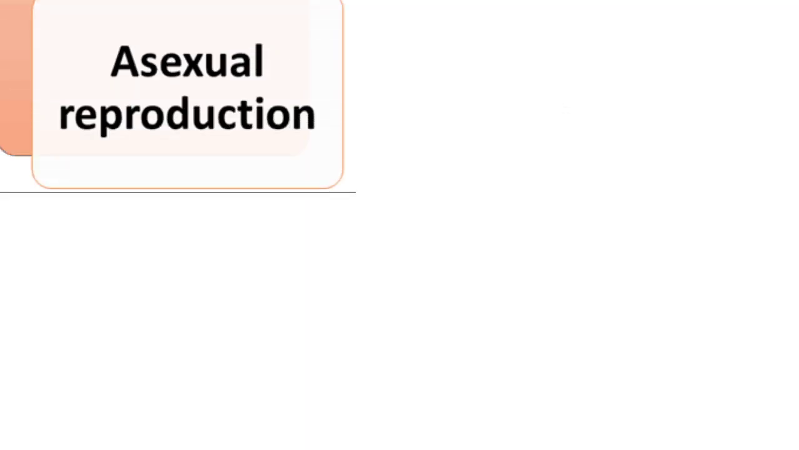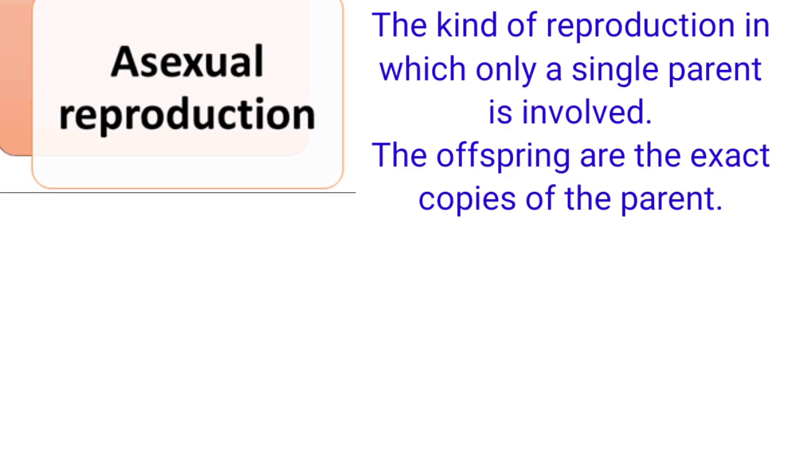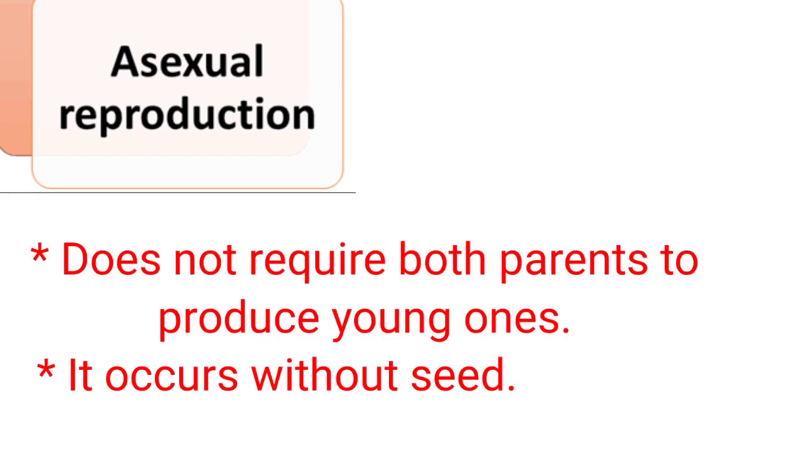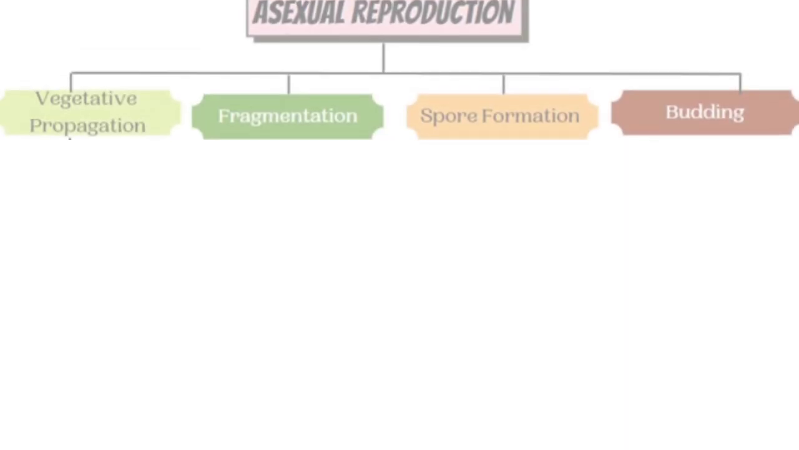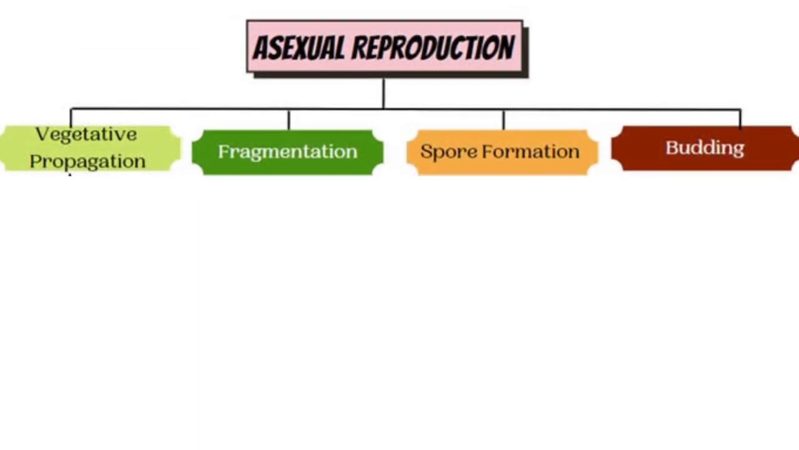Asexual reproduction is the kind of reproduction in which only a single parent is involved and the offspring are the exact copies of the parent. Asexual reproduction does not require both parents to produce young ones. Only one parent organism is required. It occurs without seed. The common methods of asexual reproduction in plants are budding, fragmentation, spore formation, and vegetative propagation.